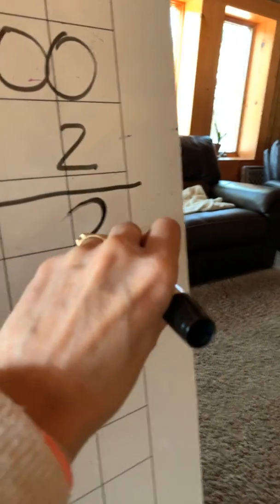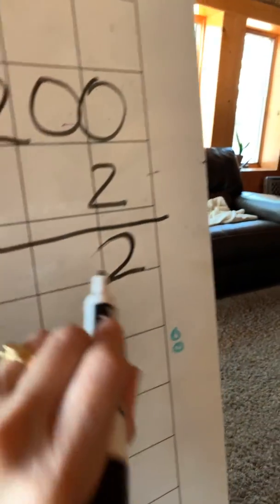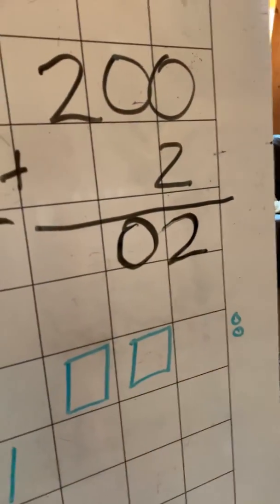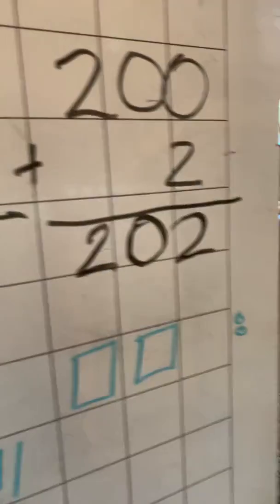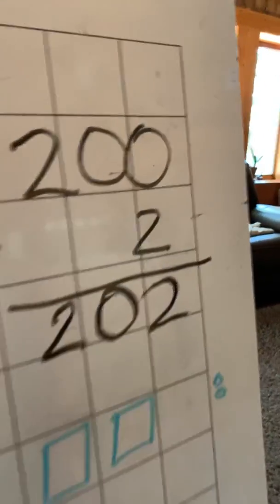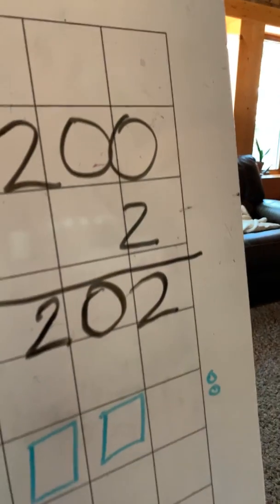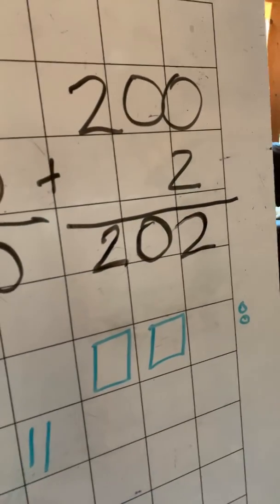And the last one, 200 plus 2, easy peasy, right? 2 plus 0 is 2. The tens stay 0. And the hundreds stay 2. So the only thing that changed was the ones. 200 plus 2 is 202.